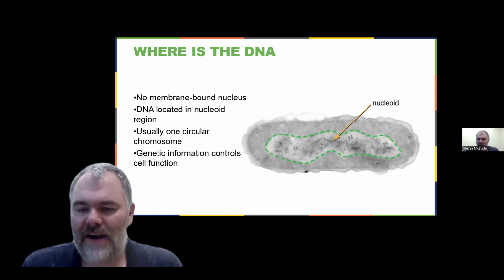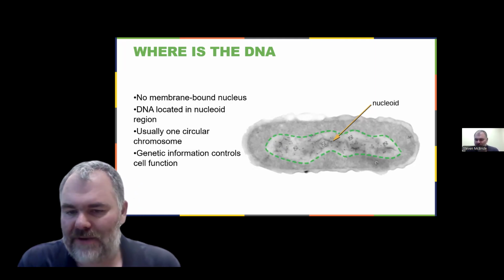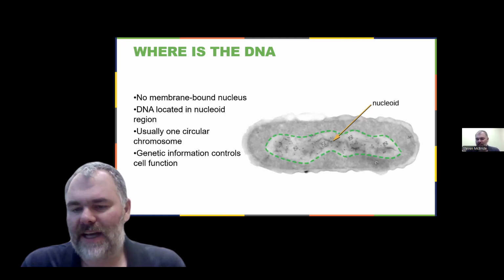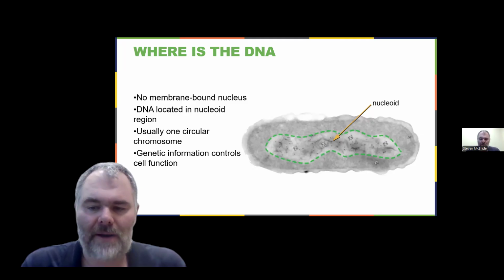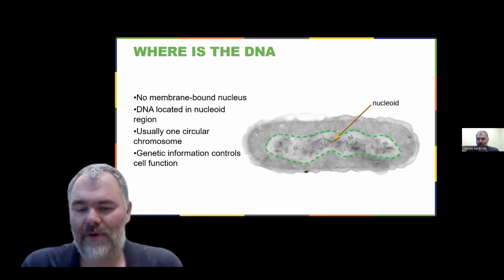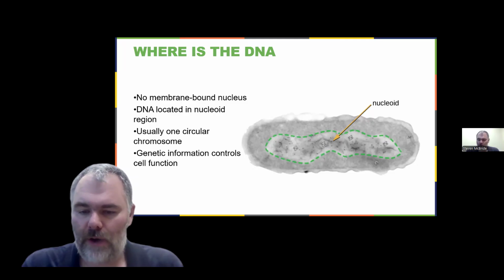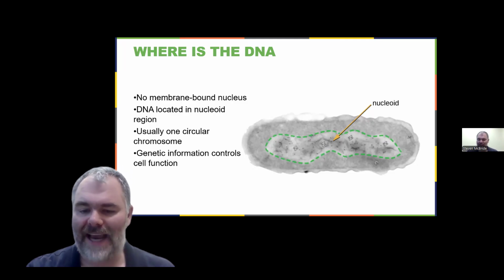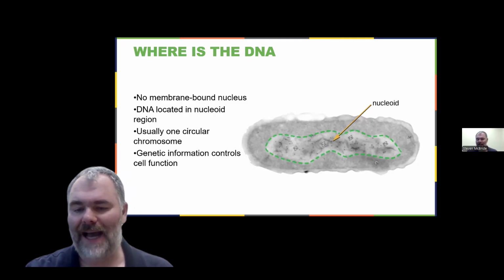One major challenge for every cell is storing and using genetic information. Unlike eukaryotic cells, prokaryotes do not have a membrane-bound nucleus. Instead, their DNA is located in a region called the nucleoid. As you look at the micrograph on this slide, notice the lighter region inside the cell labeled as the nucleoid. That lighter appearance reflects the area where the bacterial chromosome is concentrated.